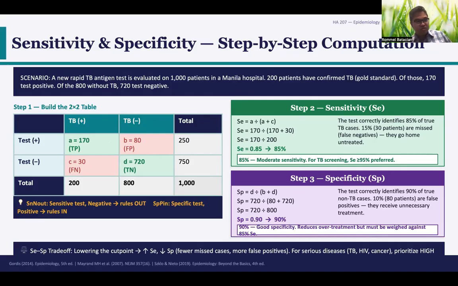Like in this case, where TB screening is the focal point, where missing a case means ongoing community transmission, you would want a high sensitivity at the initial screen. Then, for patients who test positive on the screen, you confirm with a high specificity test, for example, sputum culture, before committing to treatment. So there is what you call sequential testing, and it is standard practice in public health.